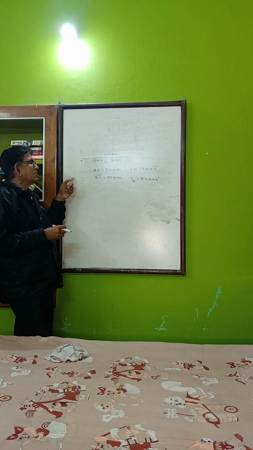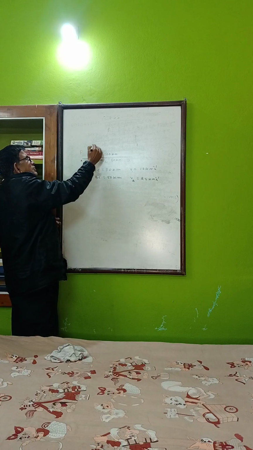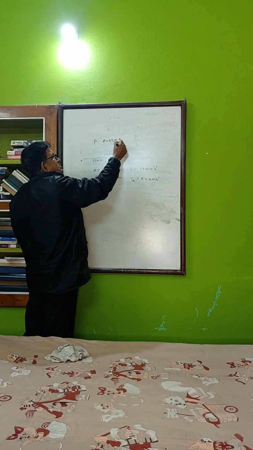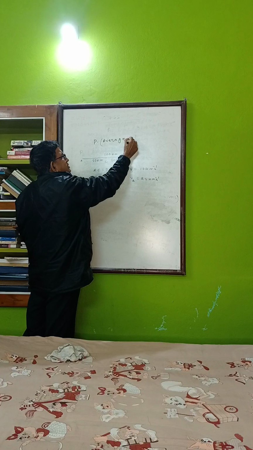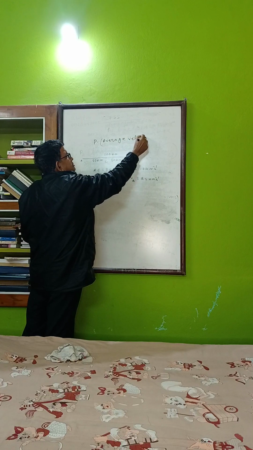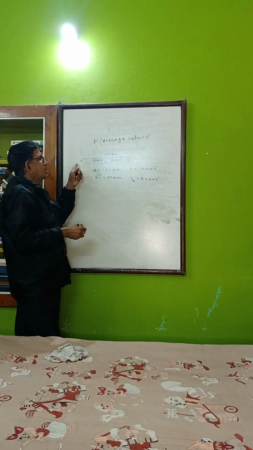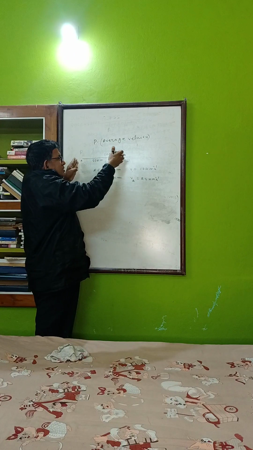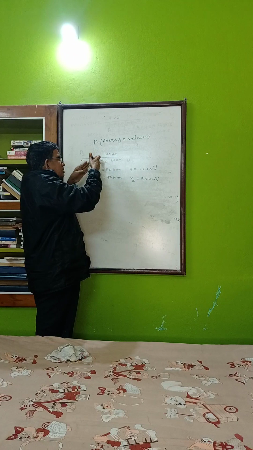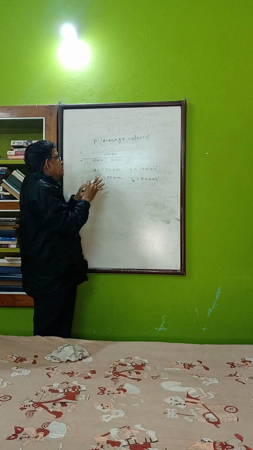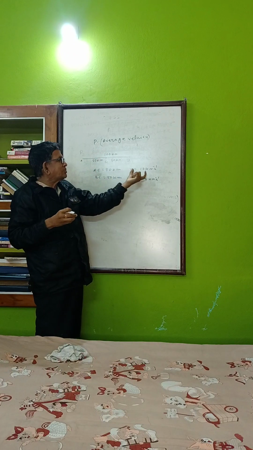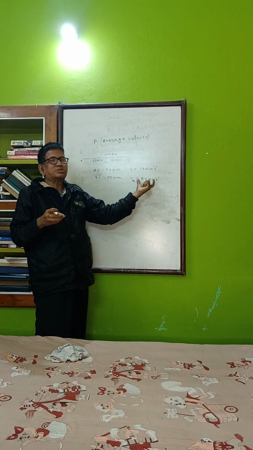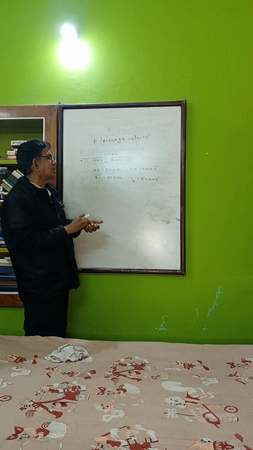Again I am telling you the problem. Problem on average velocity. Now A and B, total path 100. You are dividing the path into two equal parts, 50-50. First 50 kilometer it moves with velocity 10 kilometer per hour. Next 50 kilometer it moves with velocity 25 kilometer per hour.